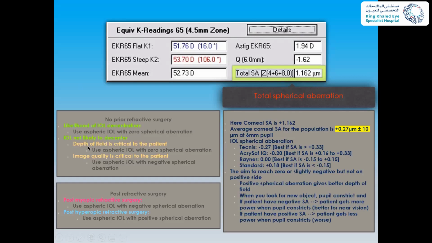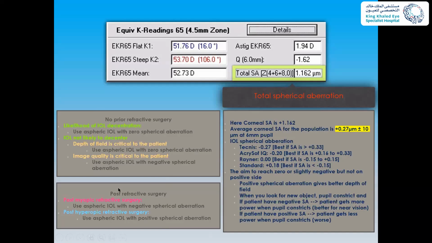If the depth of field is very important for the patient, okay? The depth of field means that you want to have a bit of a defocus. Then again, you use an IOL with 0 spherical aberration. So you are not negating the spherical aberrations, whatever spherical aberrations in the cornea are there, so there will be a bit of a defocus. So the quality will not be clear, but the patient will be able to read a bit closer. So they will have a bit of an intermediate sort of vision.